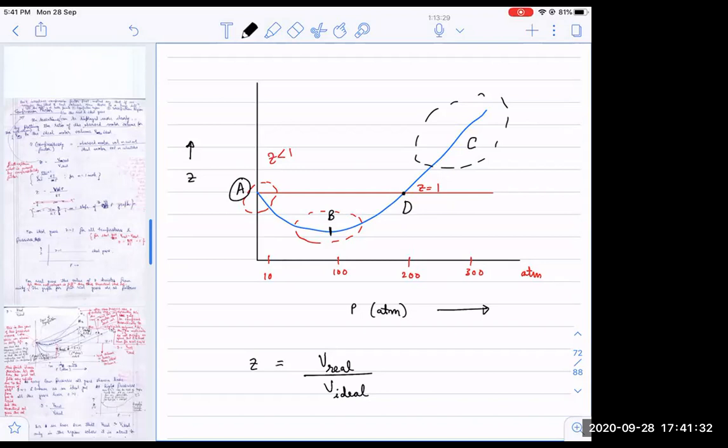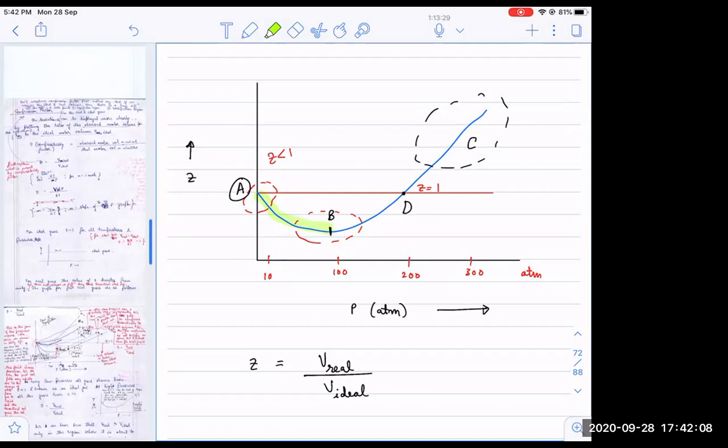Okay, now let me explain it to you. Please see that I am giving the logic for the section between A to B. For A to B, Z is dipping continuously, going down continuously from 1. It means that the ratio of V real by V ideal is continuously dipping when increasing the pressure.